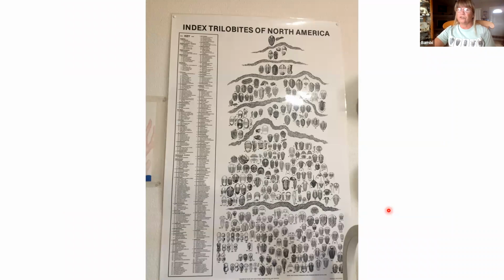Also, I have this Index of Trilobites of North America. There's this long list here, thousands of species on the left, based on their time periods from the Cambrian all the way up to where they went extinct at the Permian. So at the mass Permian extinction, trilobites are gone.